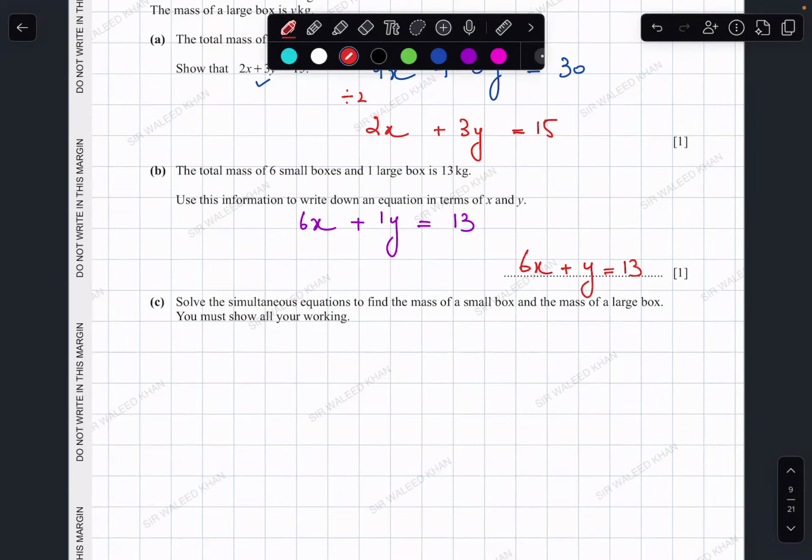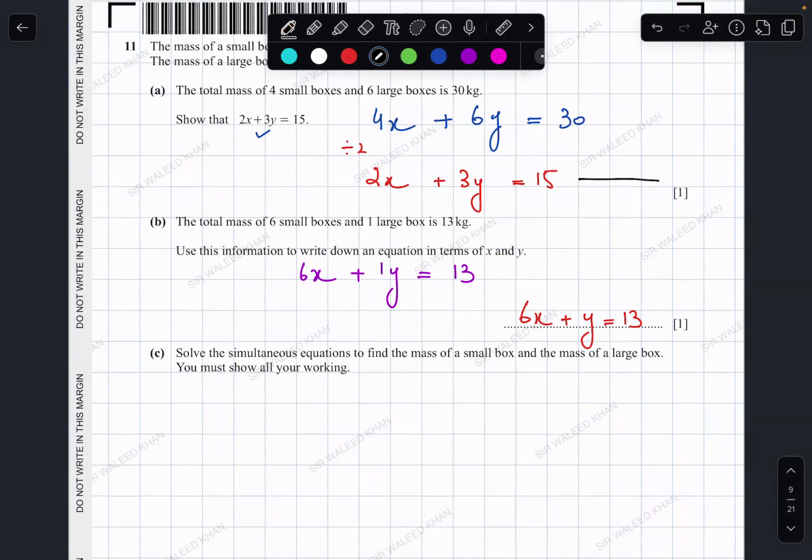Now solve the simultaneous equation to find the mass of the small box. So basically they are saying that we should solve them simultaneously and find the value of x and y. Right? So this was our first equation. This is our second equation.